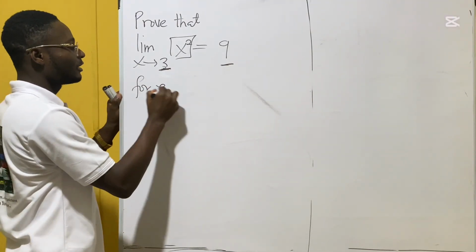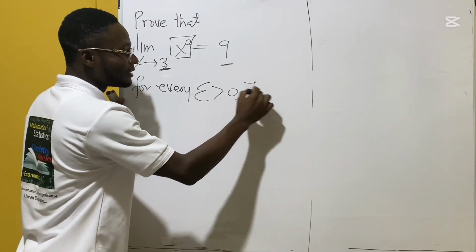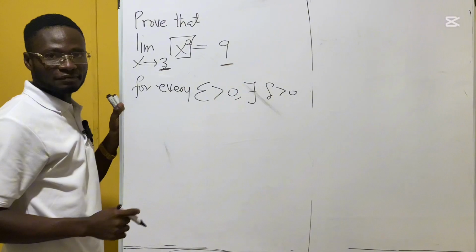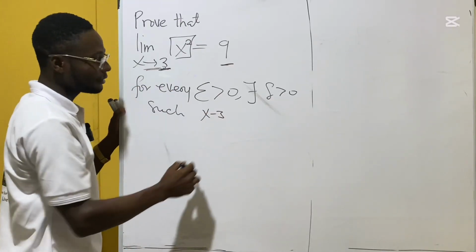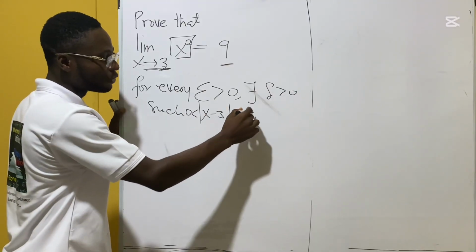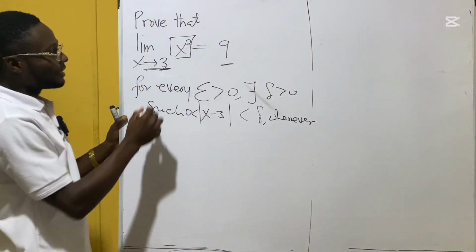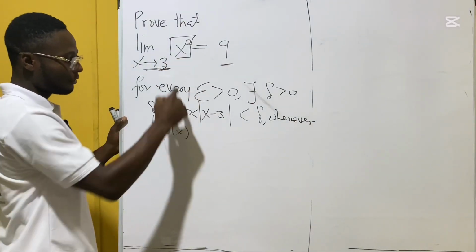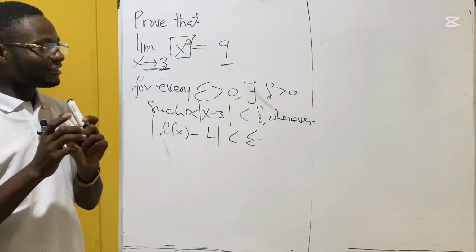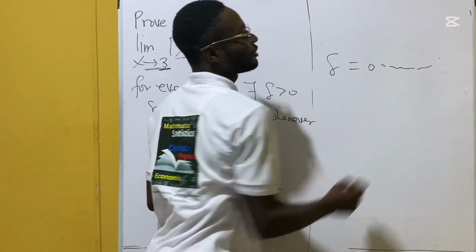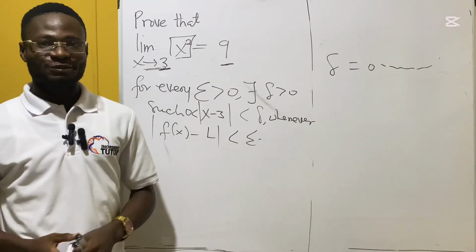So for every epsilon, it should be positive, right? There should exist a delta, also positive, such that this x minus 3 should be between 0 and less than delta, whenever this function, the s squared right here minus the limit, is less than epsilon. Basically, we can just choose delta to be 0.00001, but your lecturer might be mad at you. That is why we are interested in showing the proof.